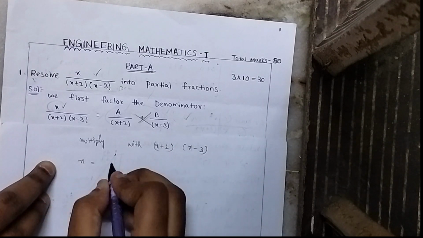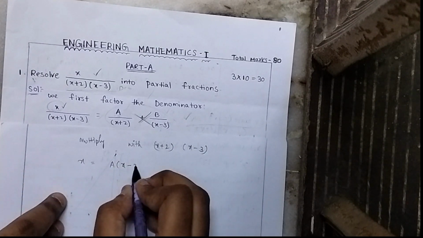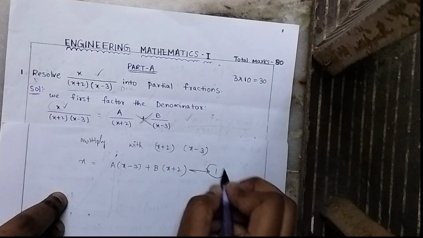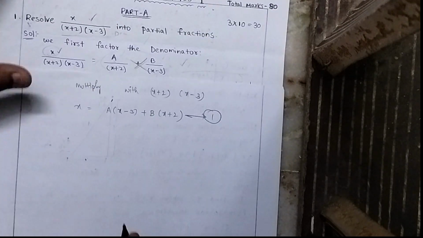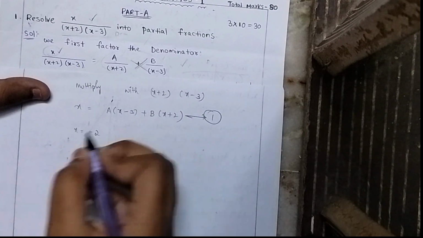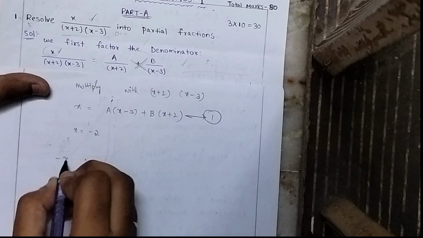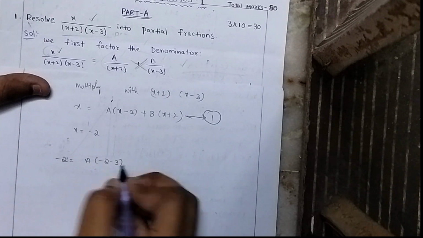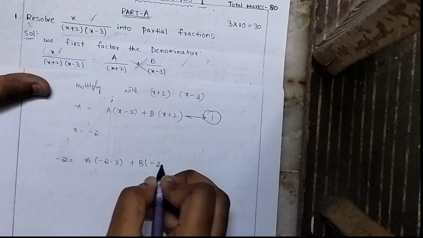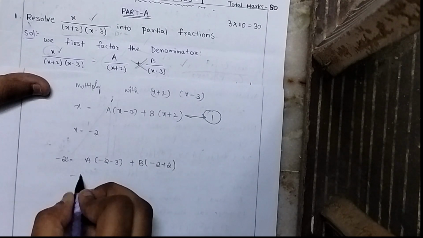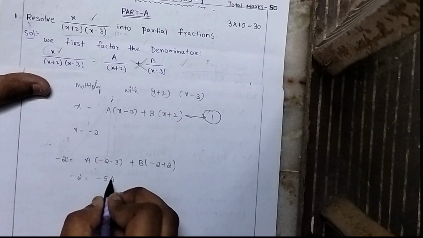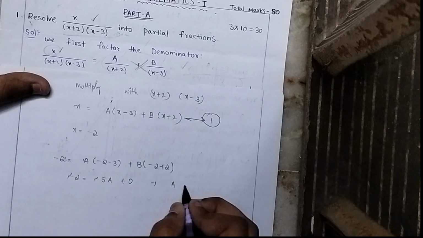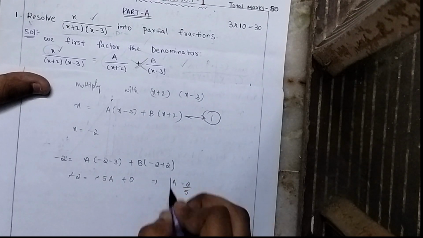So we get a into x equals a into (x minus 3) plus b into (x plus 2). This is equation 1. Now substituting x equals minus 2, we get minus 2 equals a into (minus 2 minus 3) plus b into (minus 2 plus 2). That means minus 2 equals minus 5a plus 0. That means minus minus cancel, a equals 2 by 5.